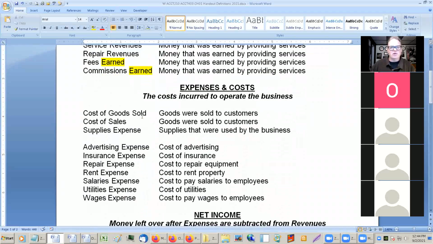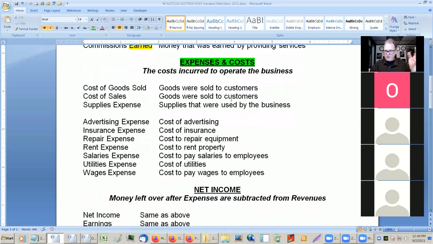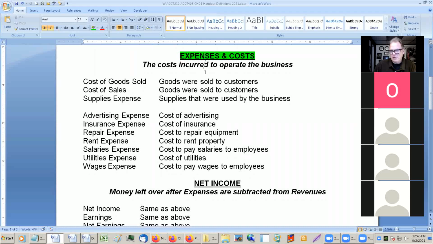Let's go down here to expenses and costs. This is money or goods going out of the business. So revenues, it's coming in. Expenses and costs is going out. Just like your expenses, you work your job, money comes in. You pay your rent, money goes out. Same thing. So expenses and costs is generally either cash going out or goods going out.